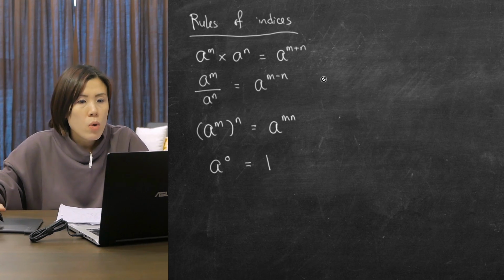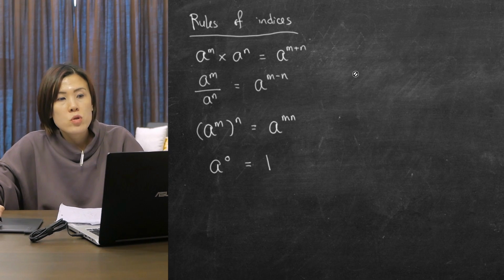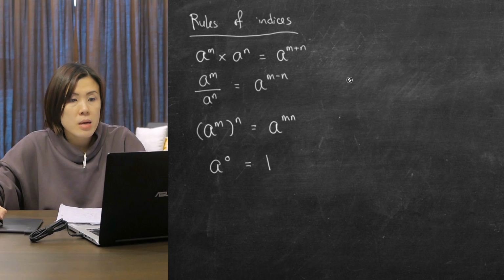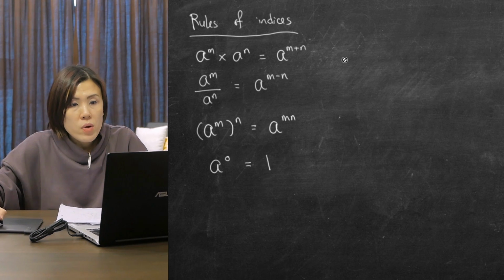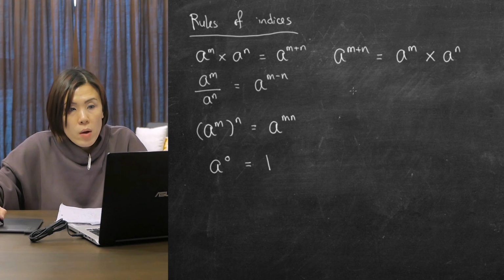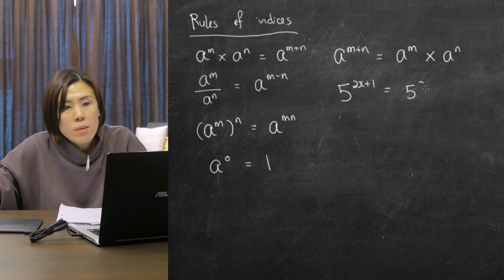In rule number 1, when we have a to the power m times a to the power n, we can simplify this by adding their power, which means when we have a to the power of m plus n, we can break down this power and express it as a to the power m times a to the power n. Which means when we have 5 to the power 2x plus 1, this can be broken down as 5 to the power 2x times 5 to the power 1.